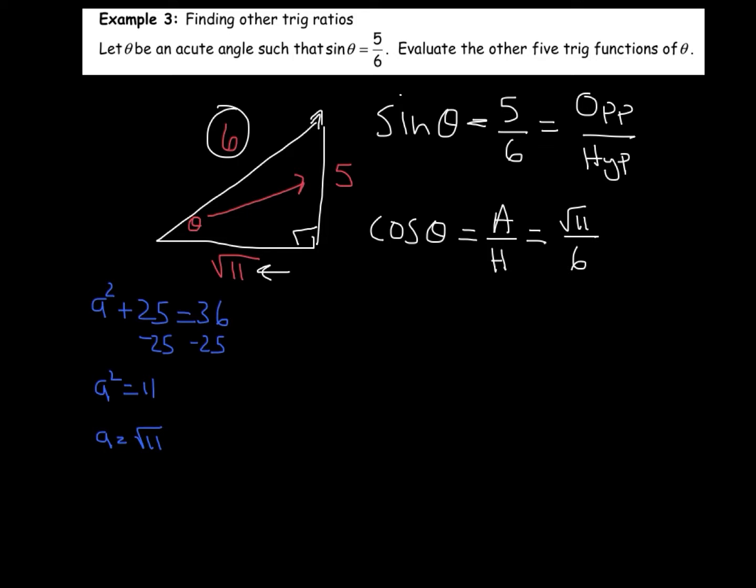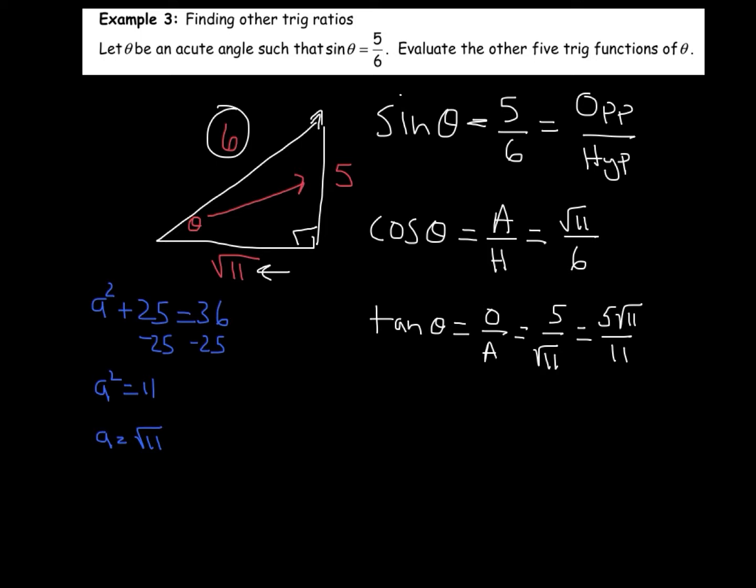And then we have the tangent of theta. That's going to be TOA, opposite over adjacent. Opposite is going to be 5 over adjacent, which is root 11. And once again, you multiply the top and bottom by root 11 to get the radical off of the bottom. If you need to do that on your own, please feel free to do so, but you're going to get 5 root 11 over 11. All right, we've got the three basic ones. Now we need to get the other ones.